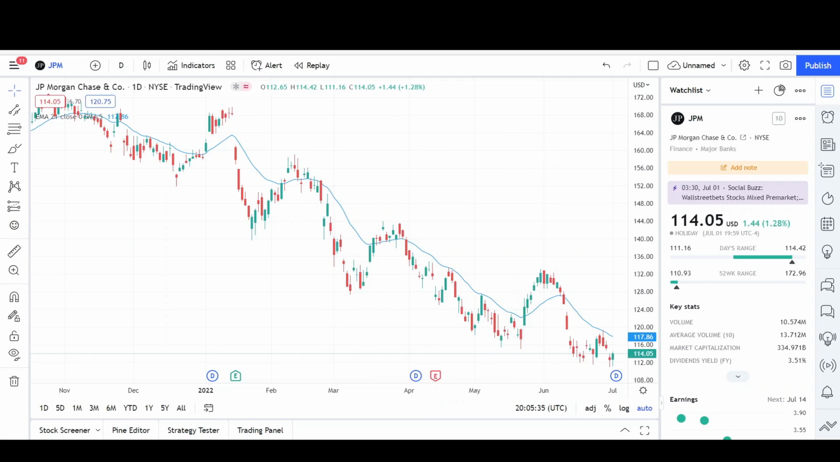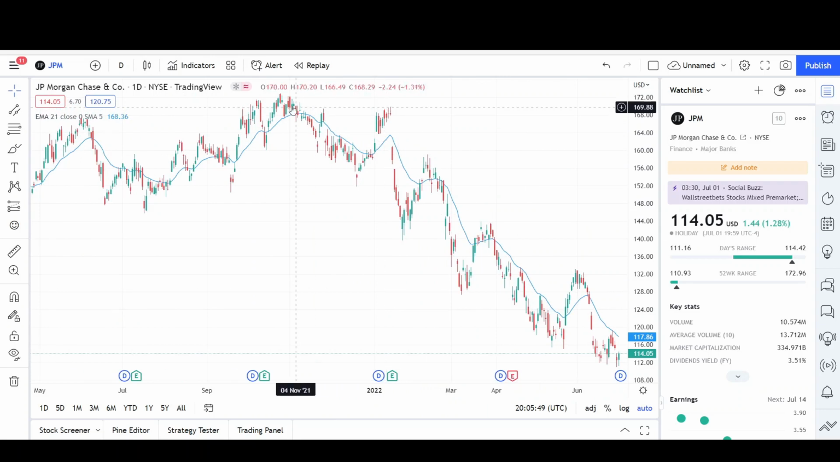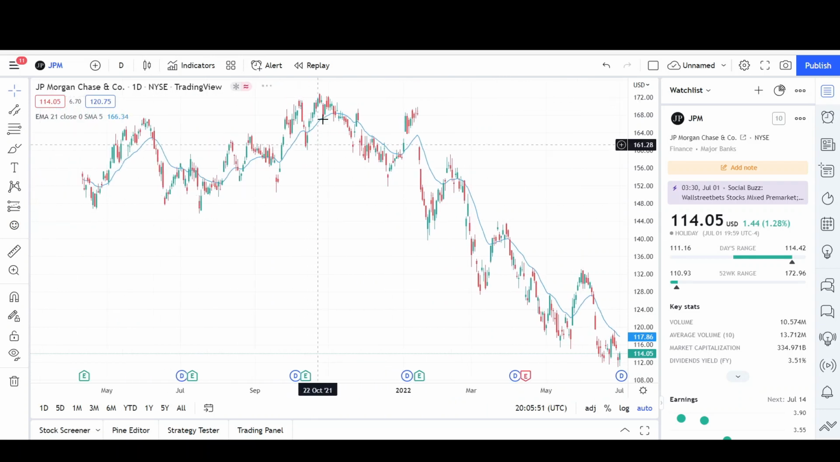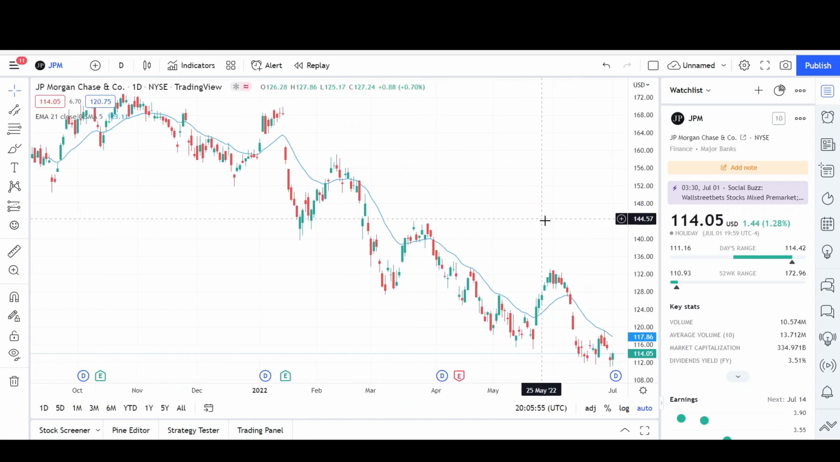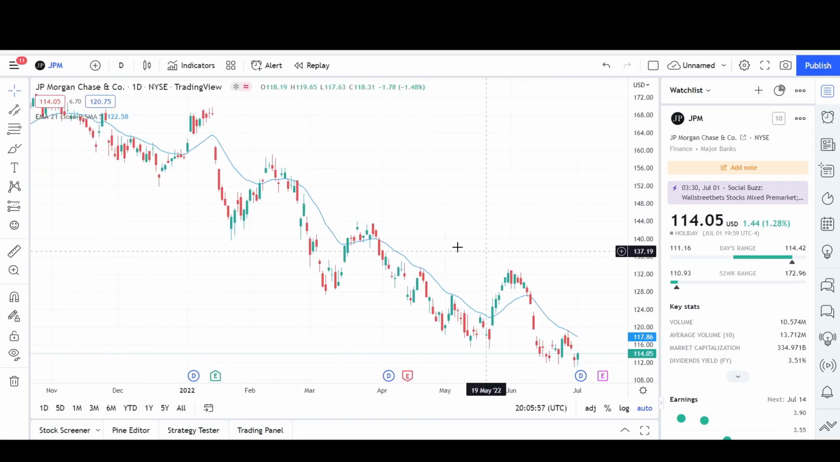I will first go over what I see in the daily chart and finish the video off with the weekly chart. Here we have the daily chart for JPM. Looks like we've been going down since about October of last year, and more specifically January of this year. That's when the downtrend started.